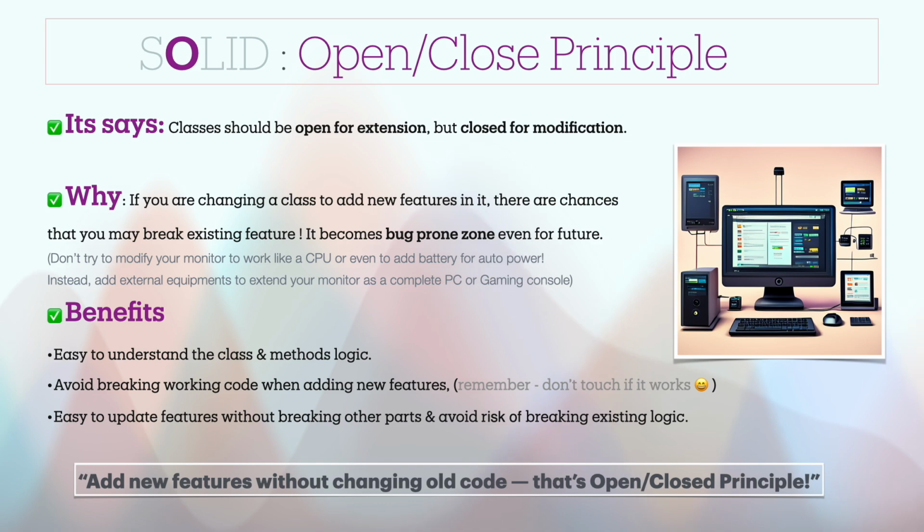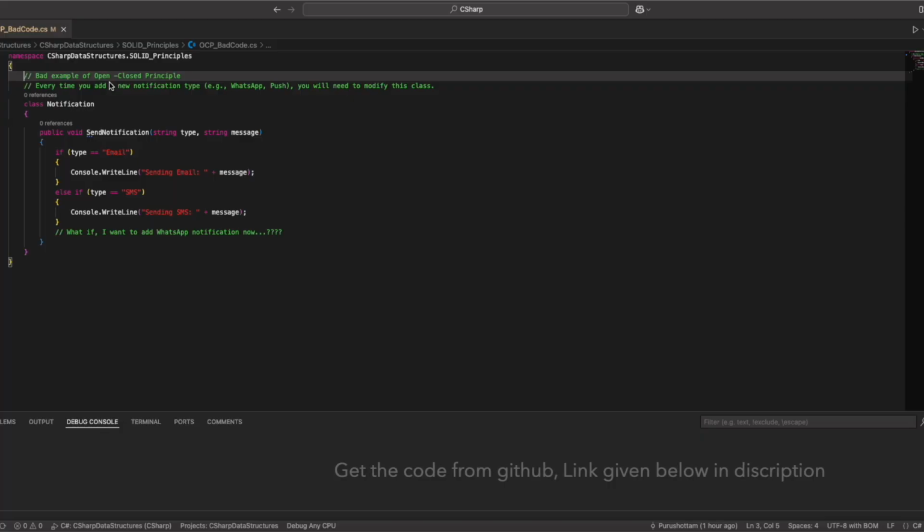Just think of a monitor. Would you like to open the monitor with a screwdriver and add a battery or CPU inside it? No, right? Rather, you may extend the monitor by adding an external CPU or external battery to make it a complete PC. Now let's see a code example for the open-closed principle.